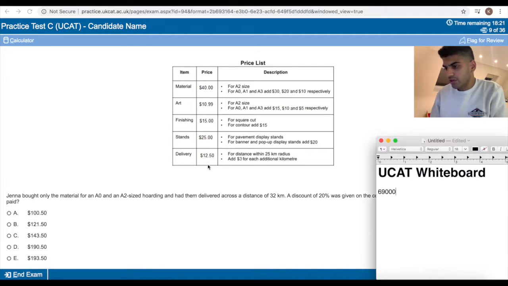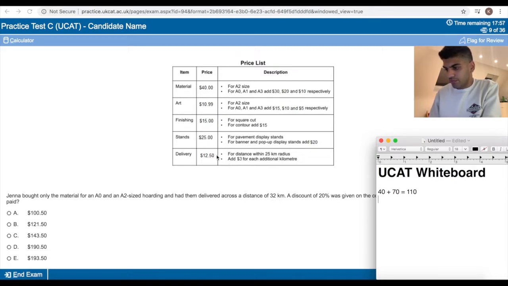Okay, so she had bought just the material for A0. So material for A2 is 40, plus A0 is 30. No, 70, because you had the 40. So 30 more, plus 70. So that's 110. And then delivered over 32 kilometers.